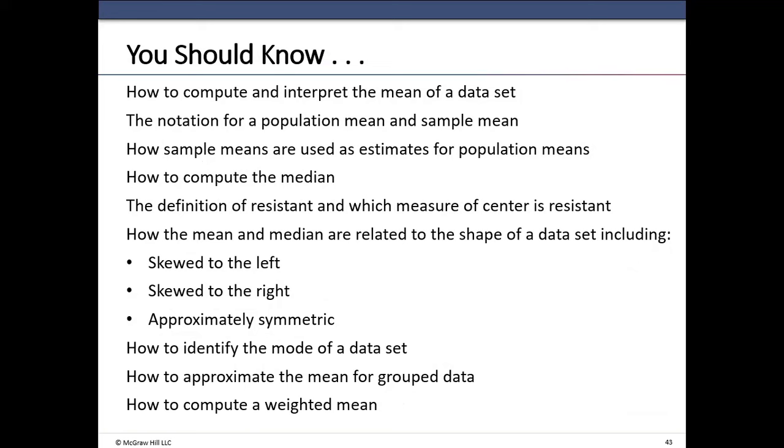So we talked about mean, median, how to calculate mean and population mean, distinguish between population mean and sample mean, how sample means are used as estimates for population mean. Then we talked about median, which is the 50th percentile. Then we talked about how to distinguish whether data is skewed to the left or skewed to the right, or whether it is approximately symmetric. Then we talked about mode, which is a number that appears the maximum number of times. Then we calculated the weighted mean for group data. We also calculated the weighted mean.